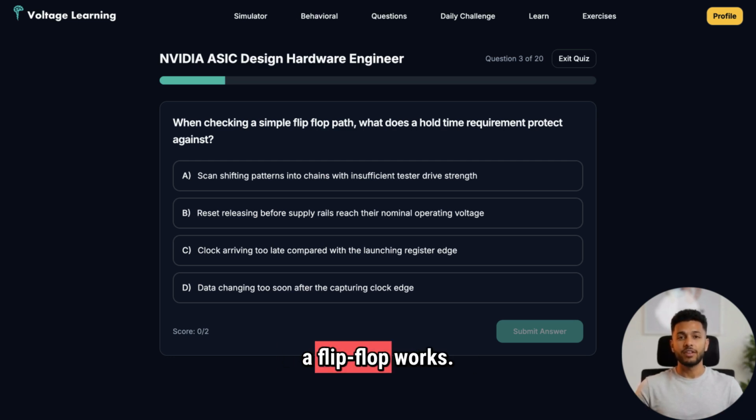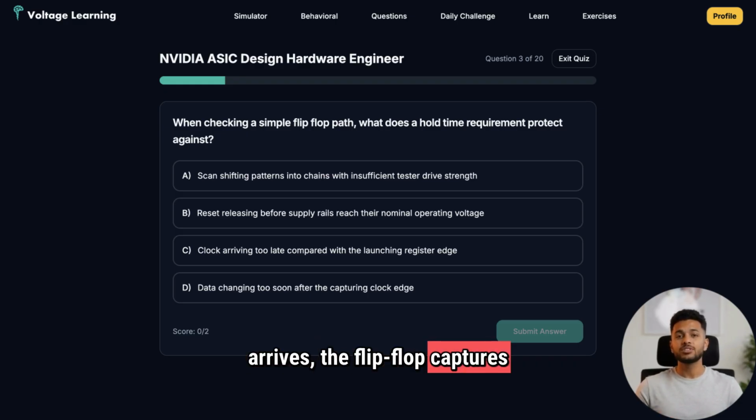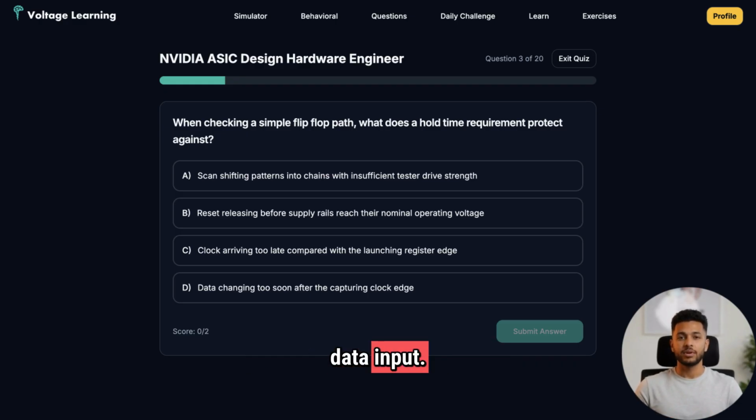Let's think about how a flip-flop works. When the clock edge arrives, the flip-flop captures the value on its data input, but it doesn't capture that value instantaneously. The data has to remain stable for a very short window after the clock edge so the internal storage node can settle correctly. That's exactly where hold time comes in.